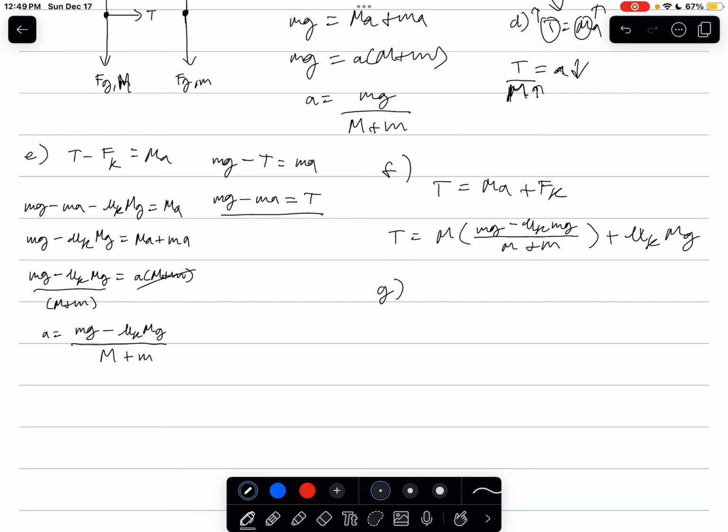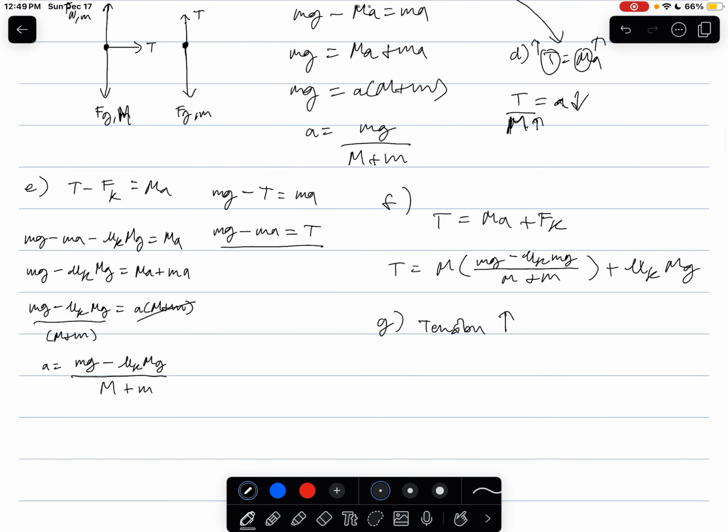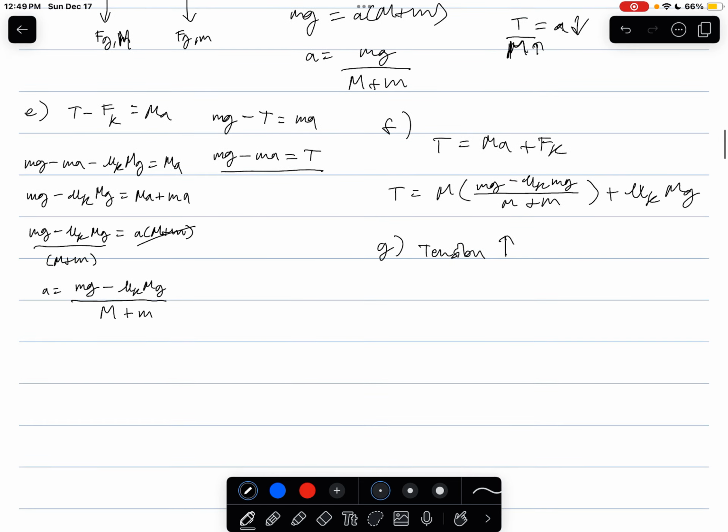And then for part G, the tension will increase. Tension will increase because you need more tension to overcome the friction pulling the big M back. So for it to have the similar acceleration, you need a bigger force to overcome the friction to have the same acceleration.